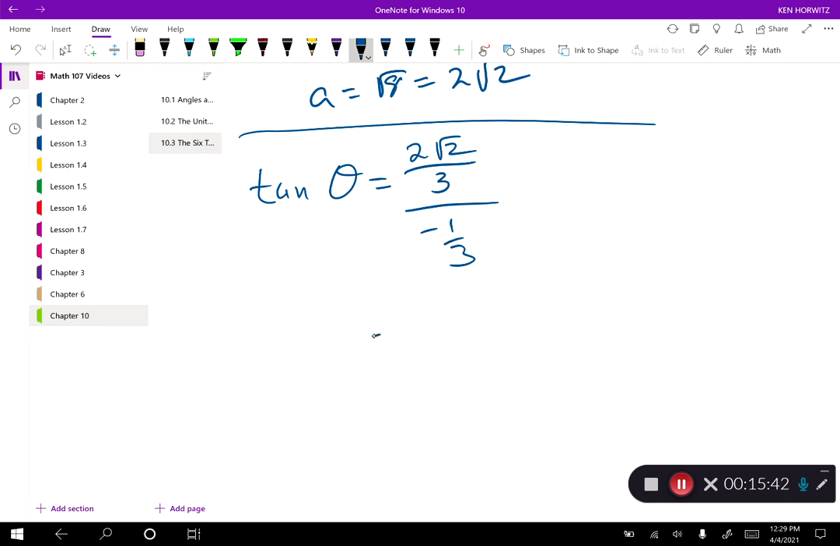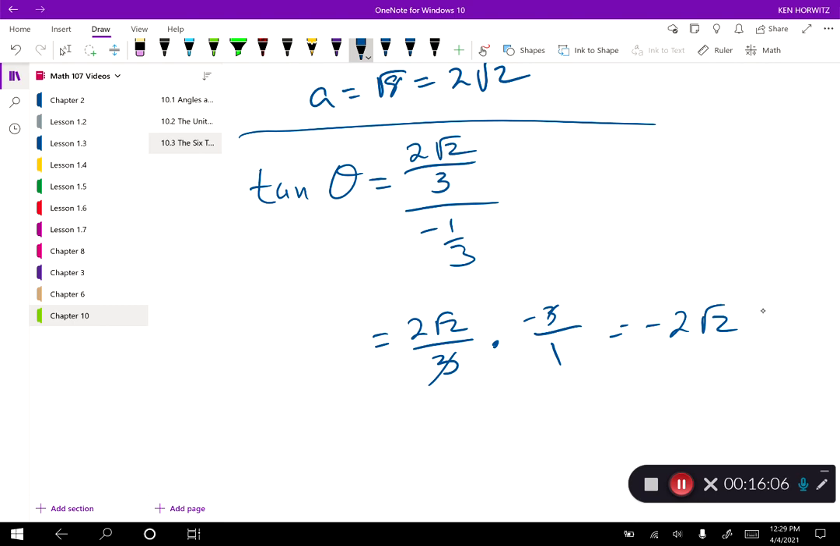All right, so now I'm going to do 2 radical 2 divided by 3 times my reciprocal, negative 3 over 1. All right, because when I divide by a fraction, I multiply times the reciprocal. I can cancel, cancel. I'm left with negative 2 radical 2 as my tangent.